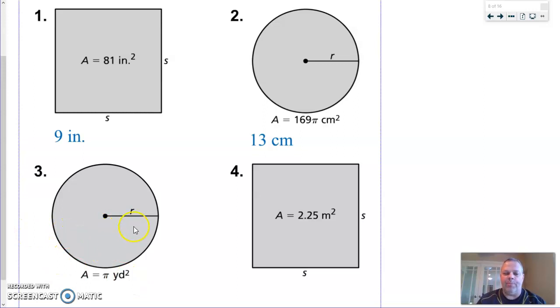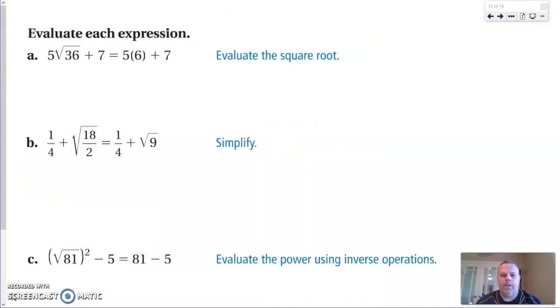When we divide both sides by pi, because pi r squared equals pi yards squared, we get 1 left. So what times itself is 1? Our answer is 1. A side times a side is going to equal 2 and 25/100ths. We will get 1.5 meters. These are examples of things that you should be able to do now that you know square roots.